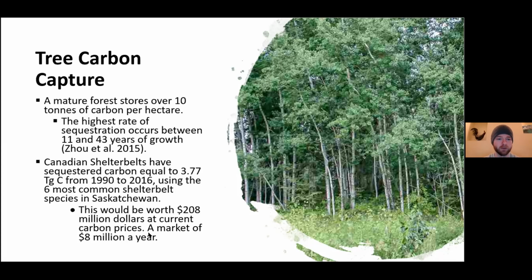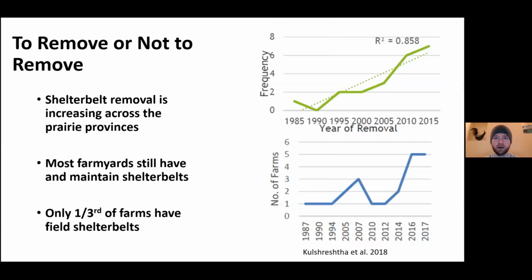You can see again just some different cost benefits of carbon storage. So about $208 million at current carbon prices for shelterbelts that are able to capture some carbon, especially certain species. So I know hybrid poplar is a really popular tree species for carbon storage. It actually ends up being one of the better ones for shelterbelts. I think we have a graph or a chart to show you that in a second here.